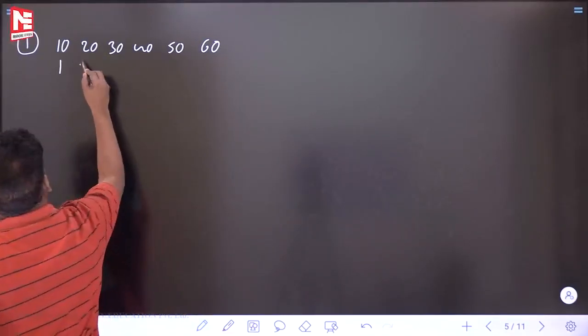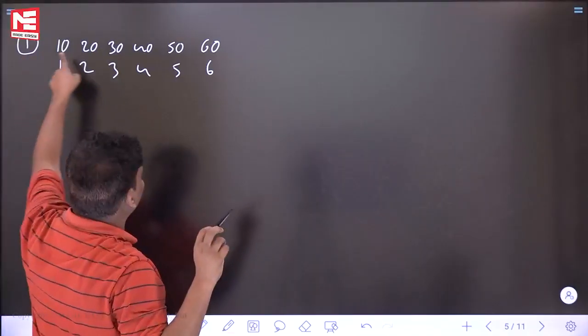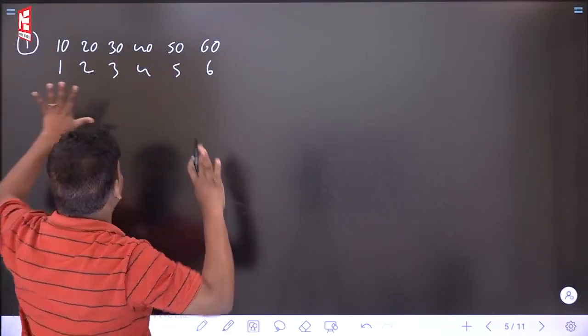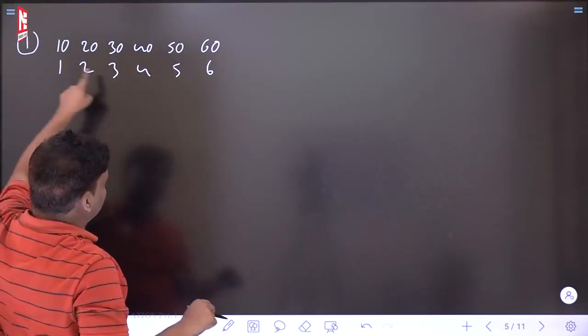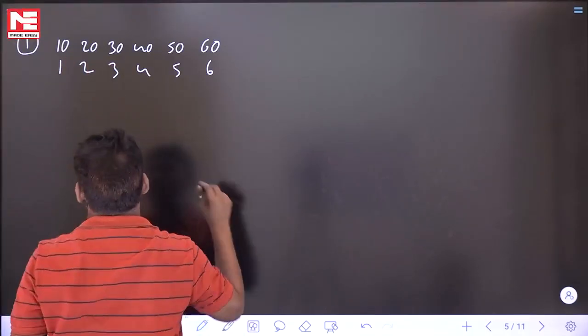Next one. 1, 2, 3, 4, 5, 6. 6 elements. Elements are 10, 20, 30, 40, 50, 60. This is the input. First input is this. Let me explain the first input. Automatically second, third you can do yourself.